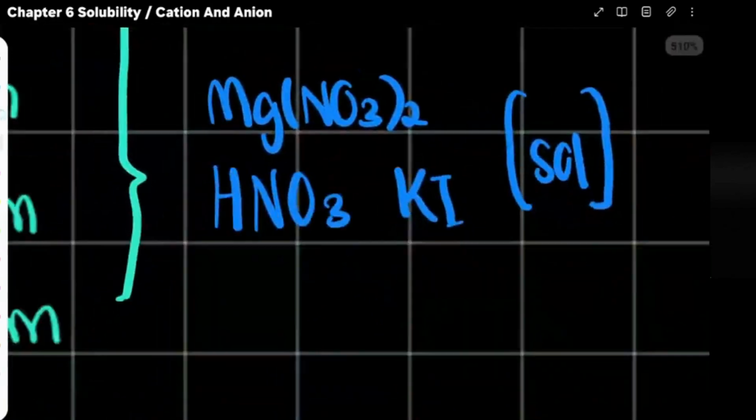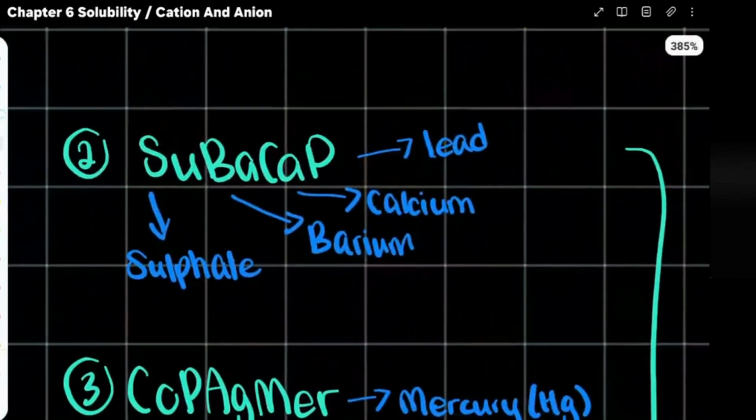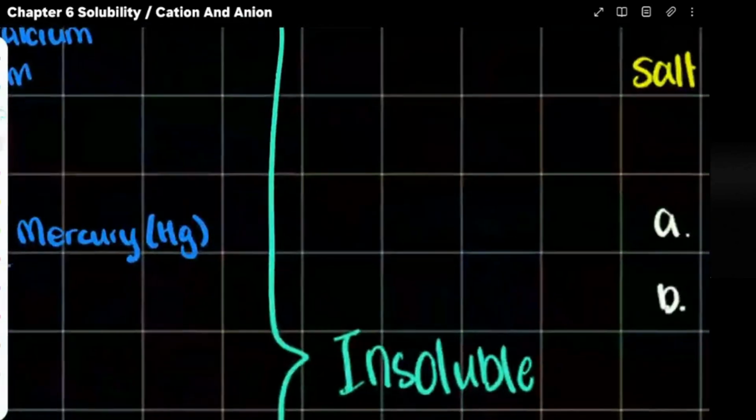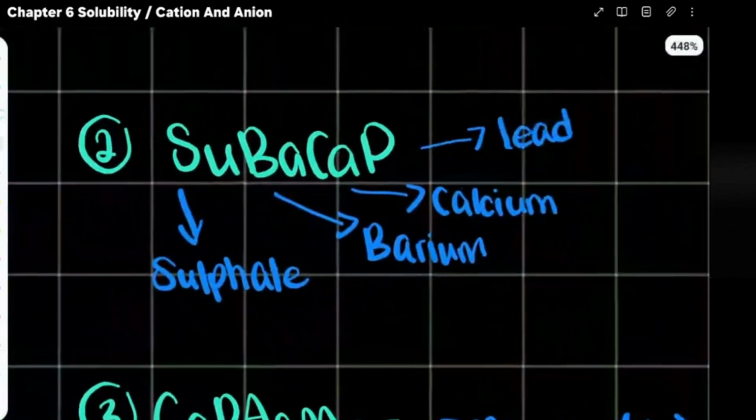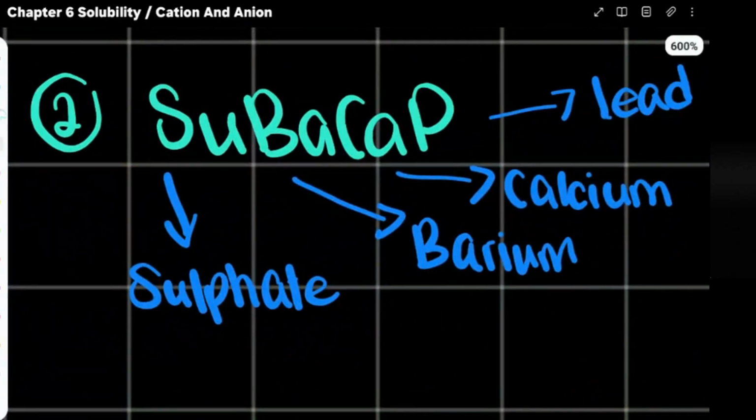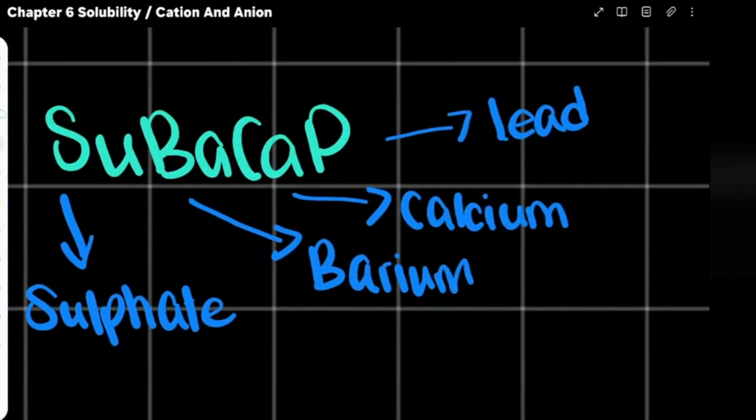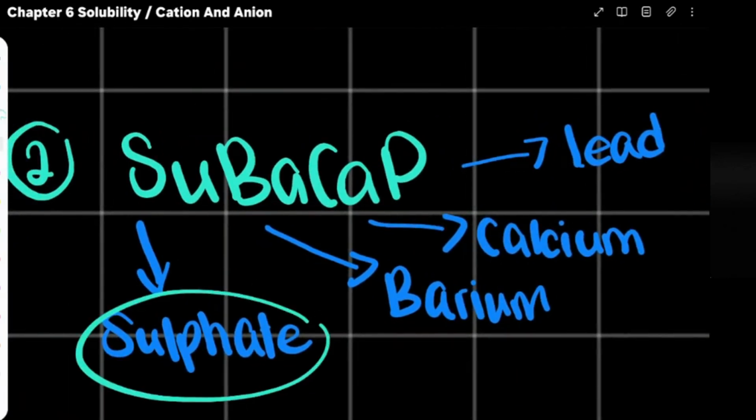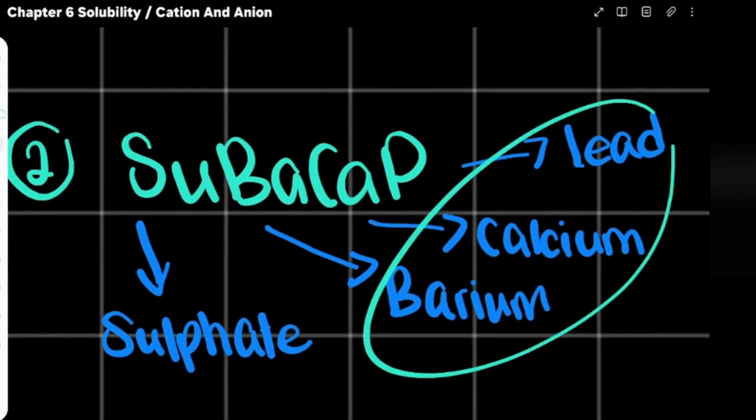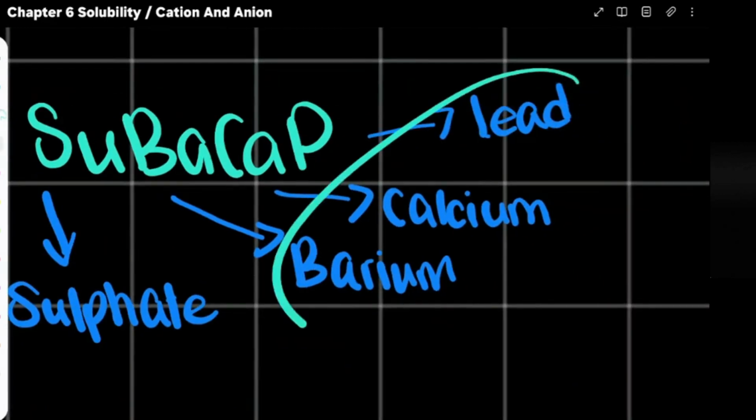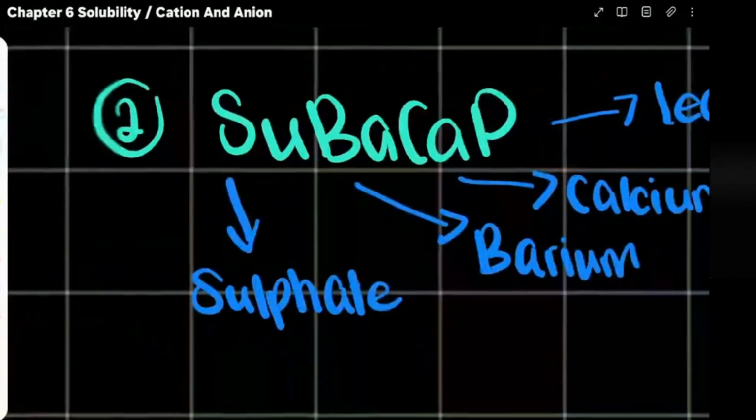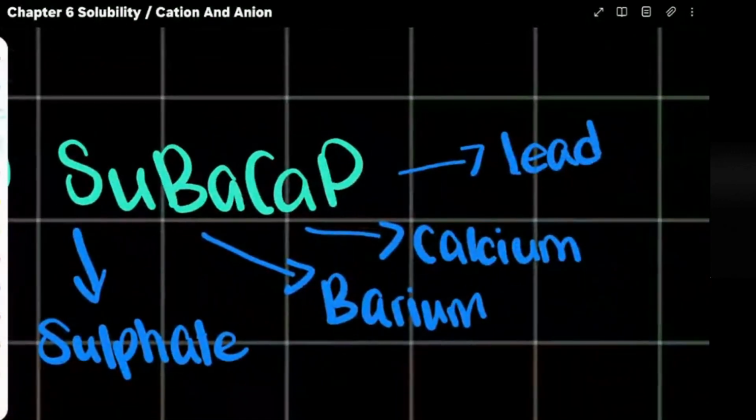Now, the second one, SUBACAP and the CUPACMER, both of these bottom ones are insoluble. SUBACAP means sulfate, barium, calcium, and lead. But you have to combine sulfate with these three here. So it's not like if you have lead in the equation it is immediately insoluble. No, it doesn't mean that. It means that sulfate has to combine with all of these.